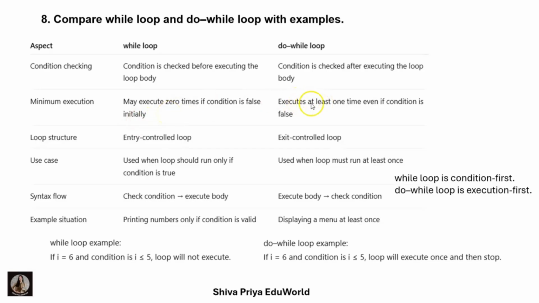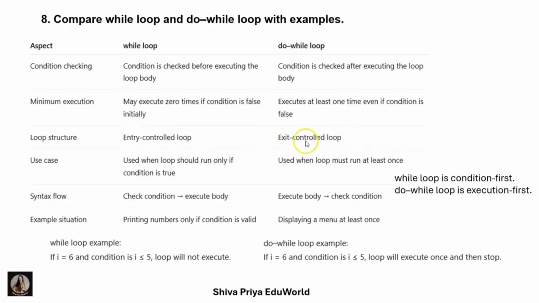Clear? Here, even if the condition is false, it will execute at least once, because the condition is checked after executing the loop body, right? It will check the condition later. That's why it will execute at least once. Here, entry control loop. The while loop structure is entry control, because the condition is checked before. That's why it is entry control.